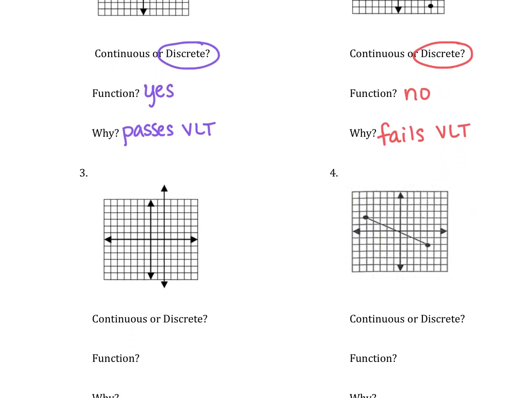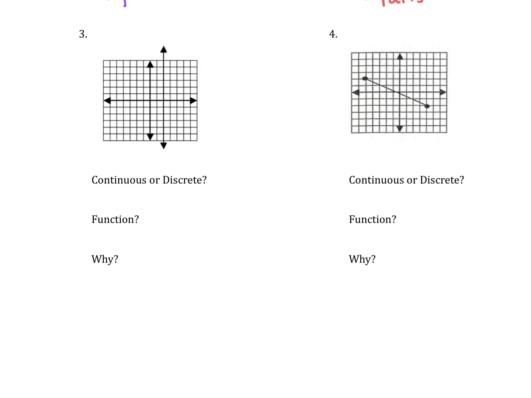Let's look at 2 more examples. Example number 3, continuous or discrete. Well, looking at this one, I can't even see the individual points that fall on the line because they're not visible. So that automatically tells me this is a continuous graph.